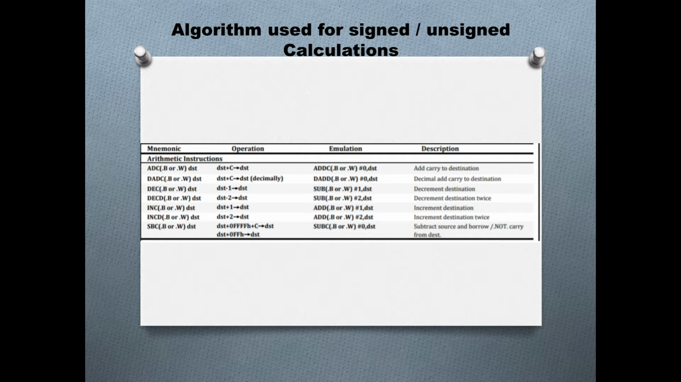So the next topic is algorithms used for signed and unsigned calculations. Some instructions, like ADD, are used to add source to destination. ADDC is used to add source and carry to destination. SUBC subtracts source from destination with carry, and SUB subtracts source from destination.